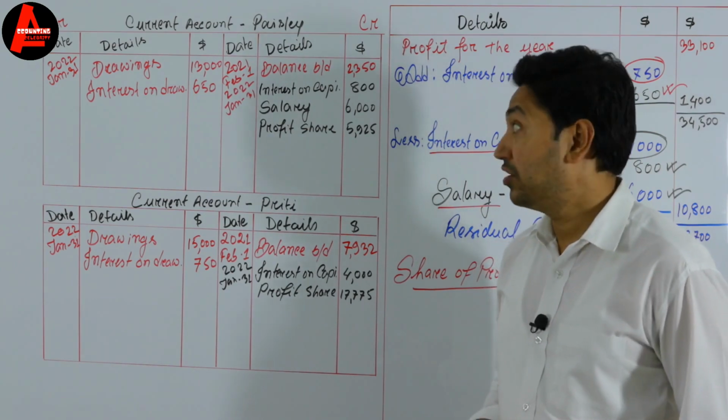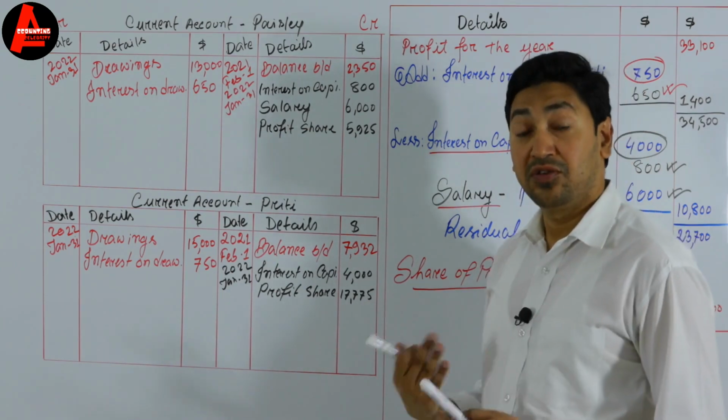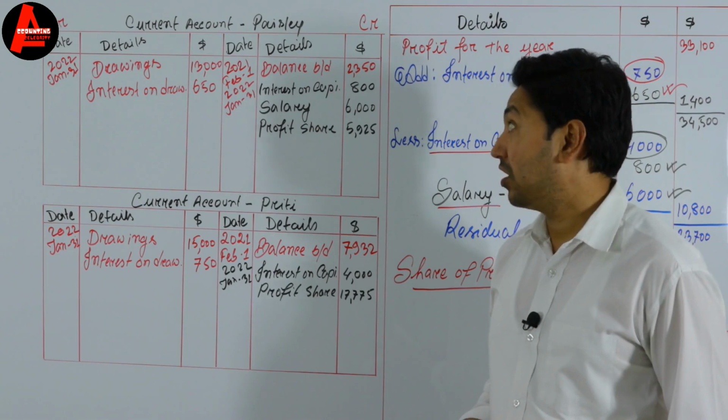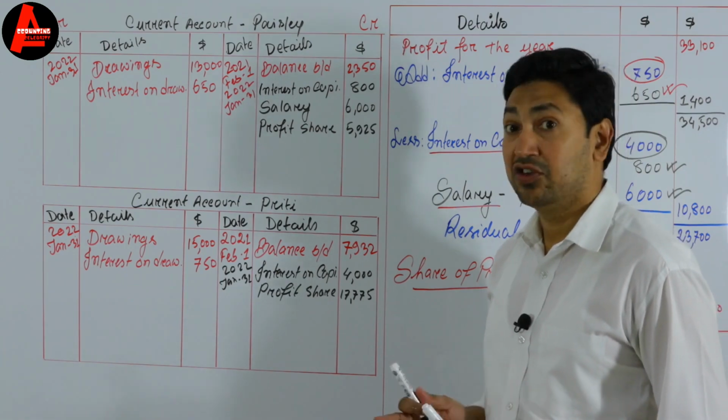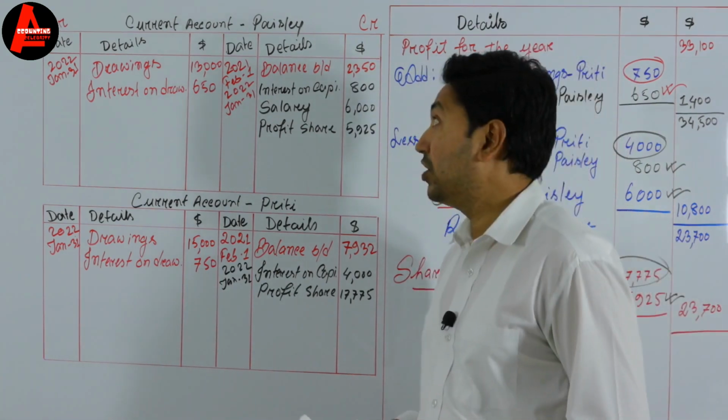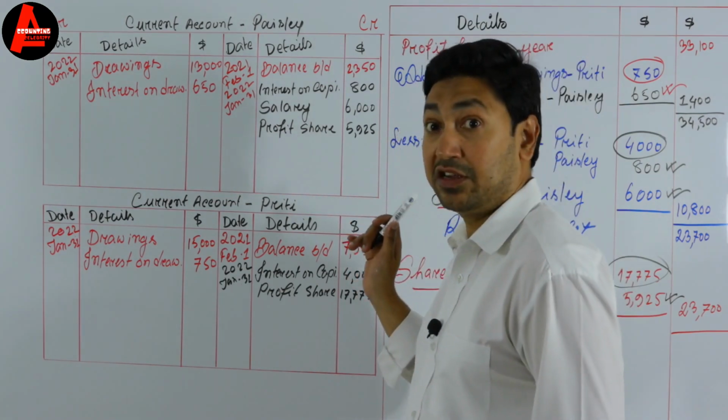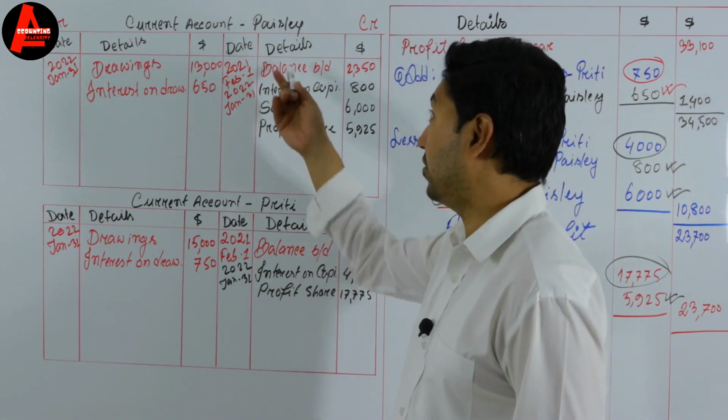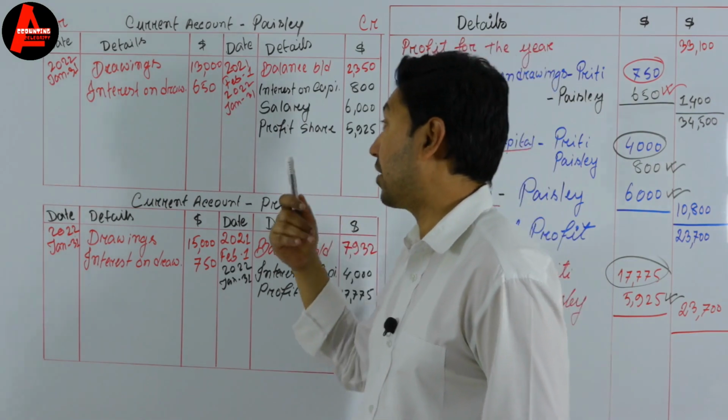Okay, so we wrote all the items on the current accounts for these two partners. We are required to balance them, and then bring down the balance as well. So how to balance it? Don't worry, it is simple. We need to check which column is greater in money. Let us balance Presley's account first.